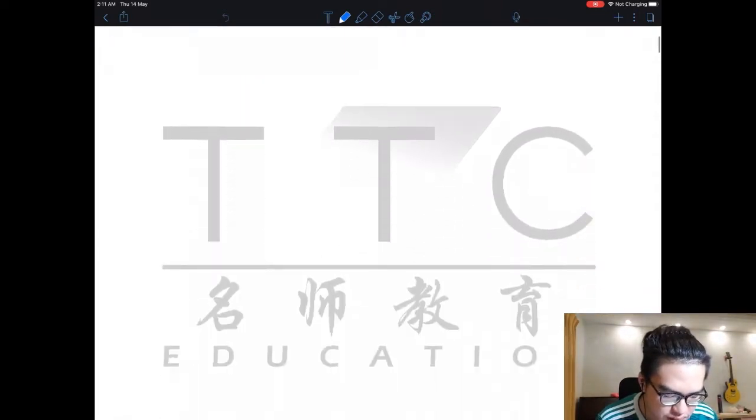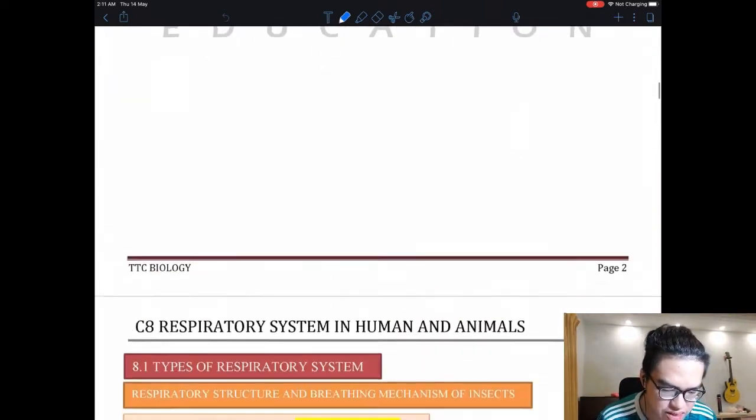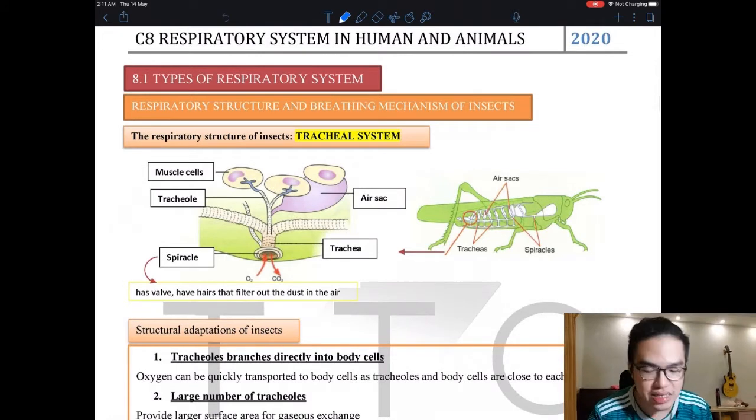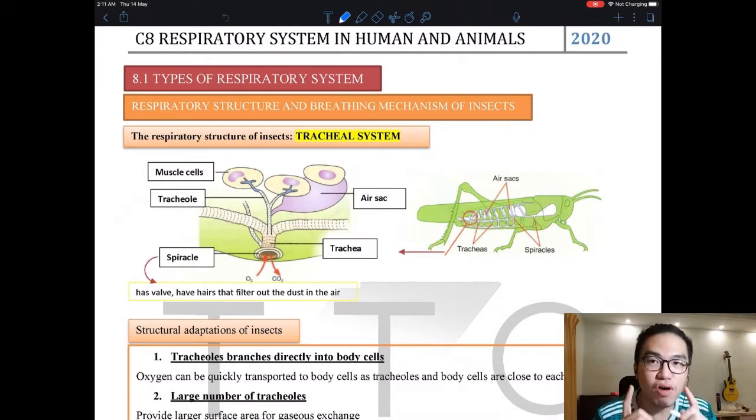All right, so let's start with tracheal system. You have already learned this in Form 3. So tracheal system is in insects. Before I proceed, I wish to say that the bigger the organism, the better the respiratory system needs to be. Of course, common sense.